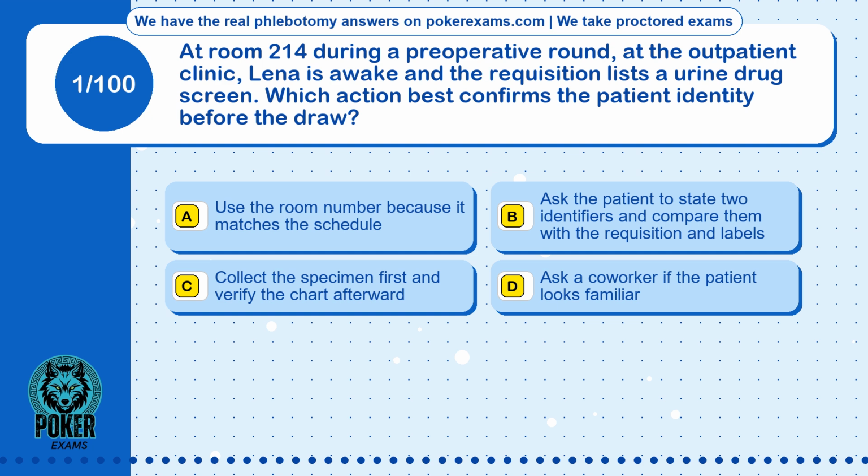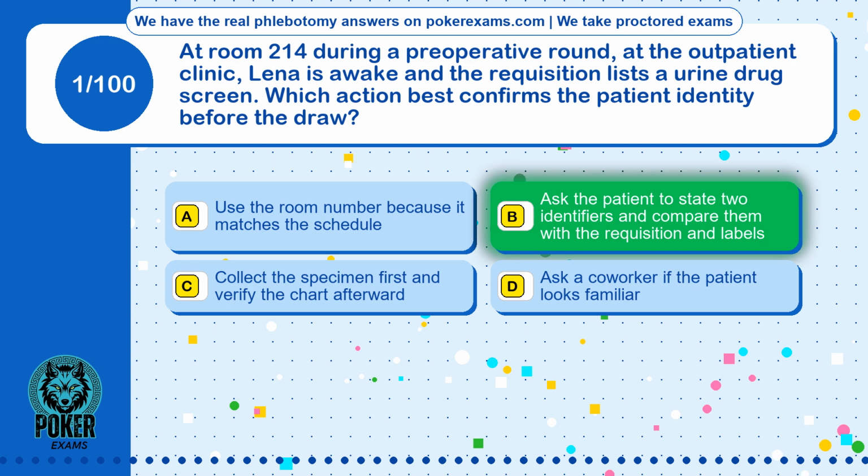Option C. Collect the specimen first and verify the chart afterward. Option D. Ask a coworker if the patient looks familiar. The correct answer is option B. Ask the patient to state two identifiers and compare them with the requisition and labels.